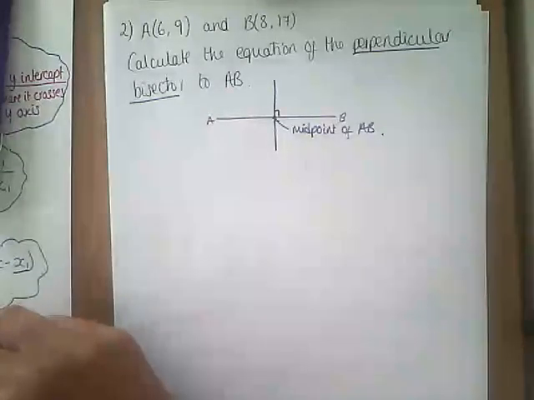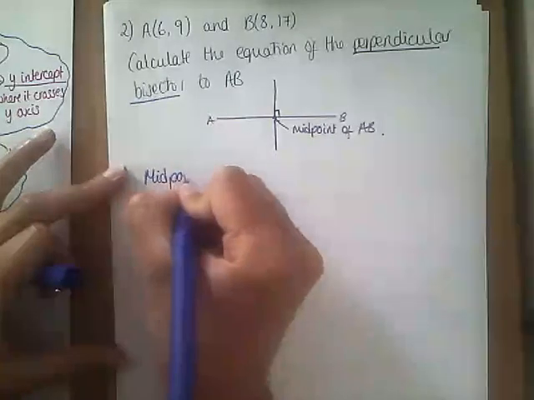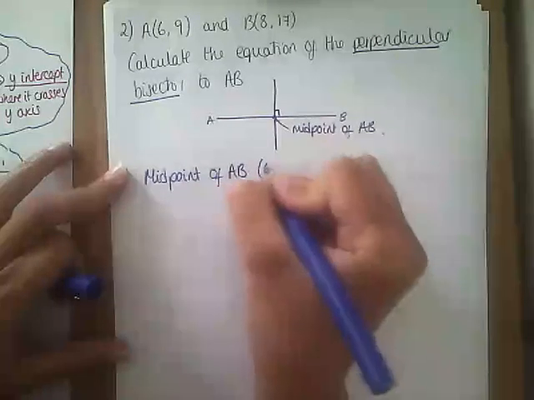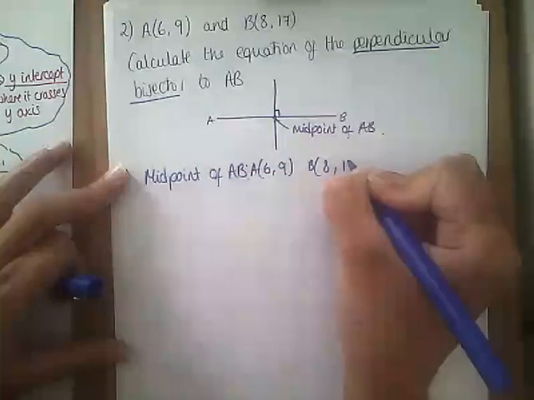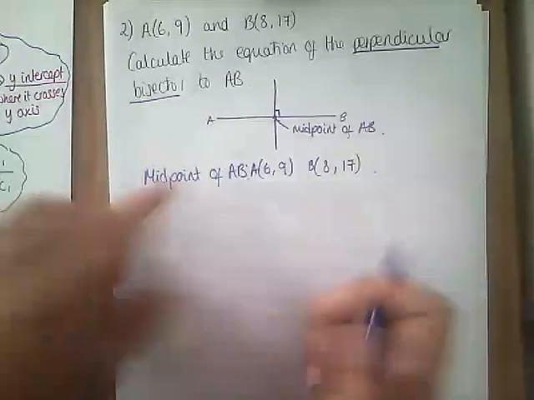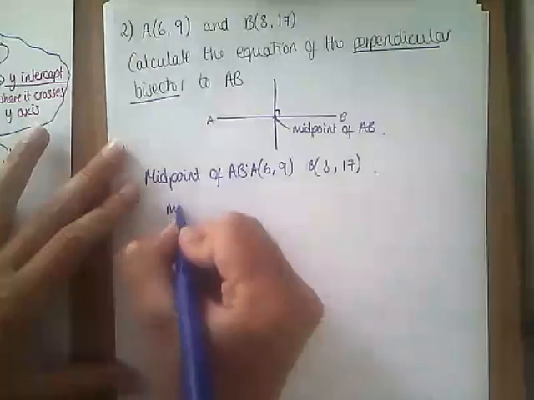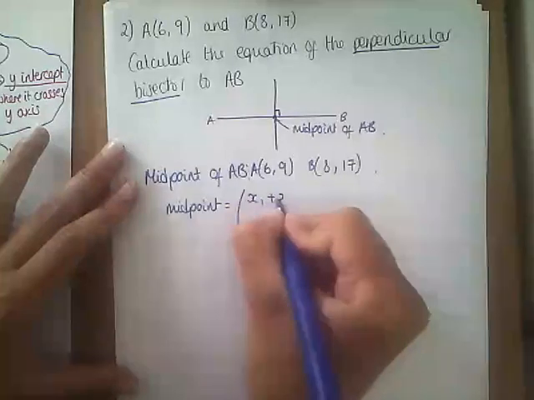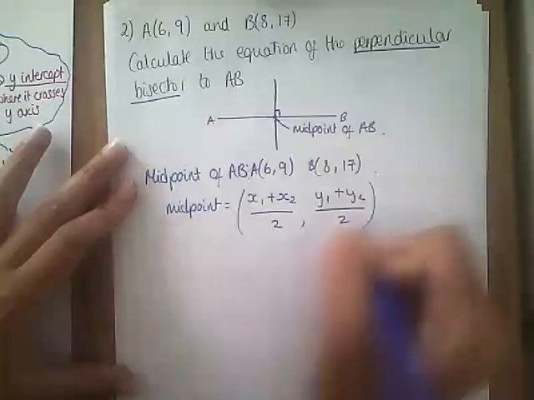Right, how do we calculate the midpoint? Well, the midpoint obviously is halfway between our two coordinates. So our midpoint of AB is going to be halfway between 6, 9, which is A, and B, which is 8, 17. Now, hopefully it might be obvious how to calculate the midpoint. For example, what's halfway between 6 and 8? Well, it's 7. But if it's not obvious, you might want to write this down somewhere. You add your two x coordinates and halve it, and you add your two y coordinates and halve it. And that is the coordinates of your midpoint.